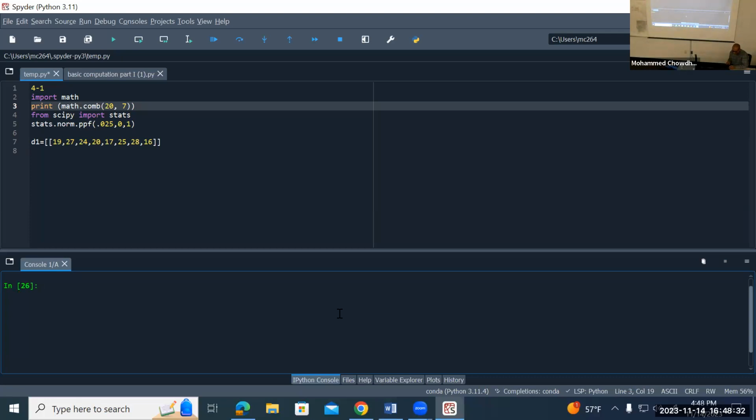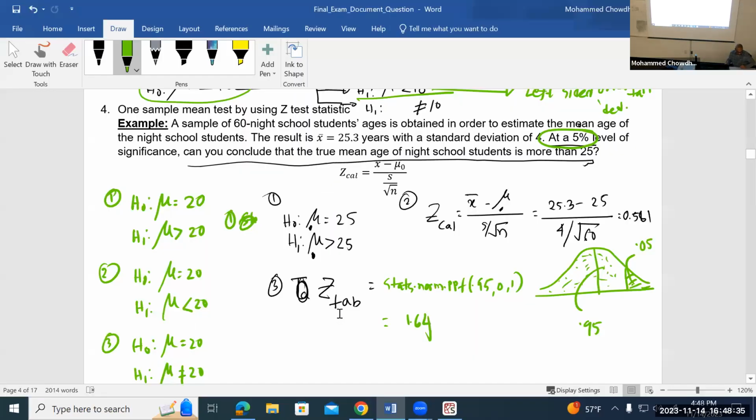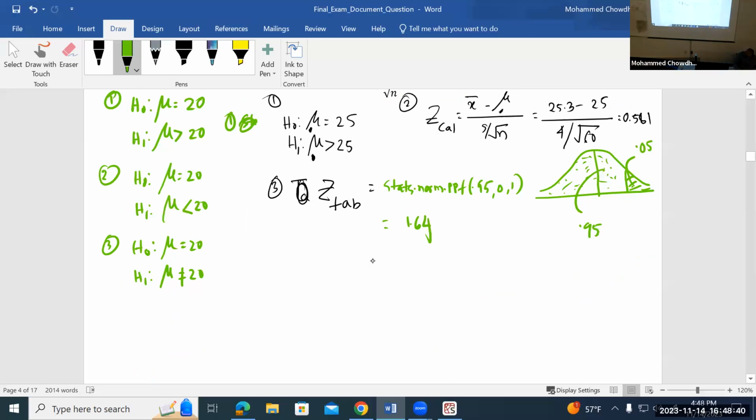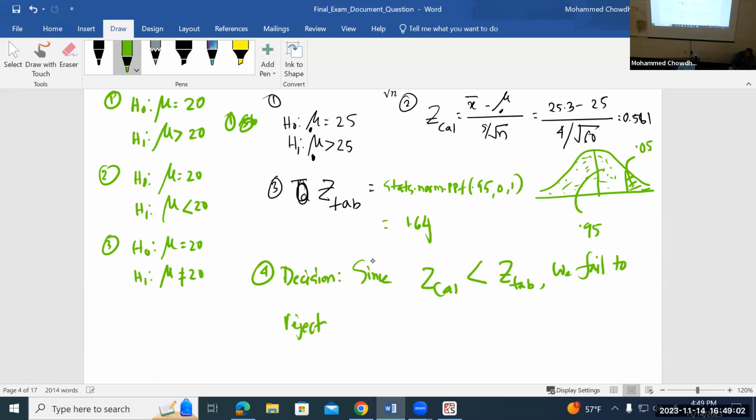So now, number 4 is the decision. Since Zcal is less than Ztab, we fail to reject the null hypothesis H0. Clear? We fail to reject the null hypothesis H0.